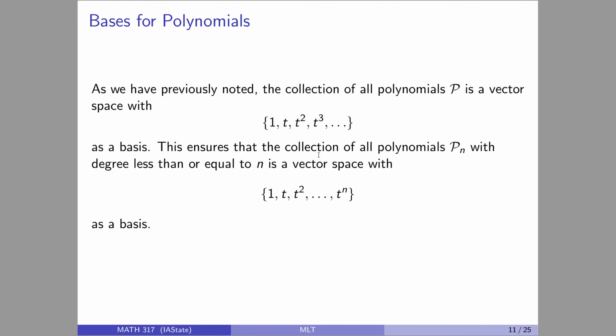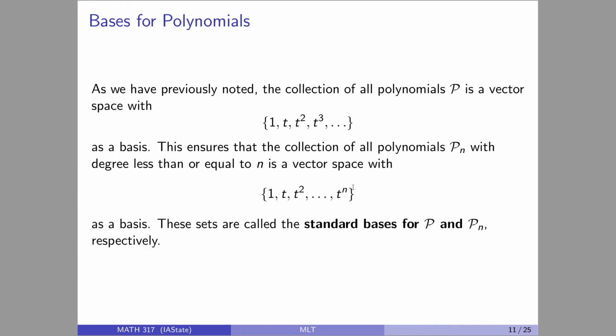Now note that it's a vector space with a basis that has n plus 1 things in it. And these are specifically called the standard basis. And again, note that the set of polynomials of degree less than or equal to n, so all of the polynomials that can be written as linear combos of those, is actually an n plus 1 dimensional vector space, right? So even though there's an n here, it's actually n plus 1, because this is technically t to the 0th power. So we start counting at 0, which is wrong.